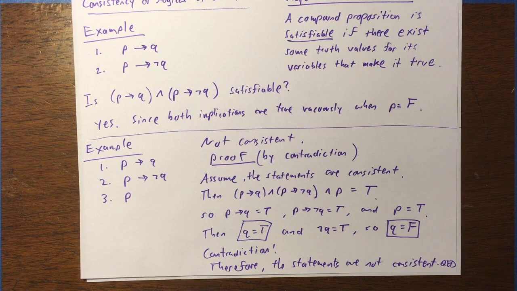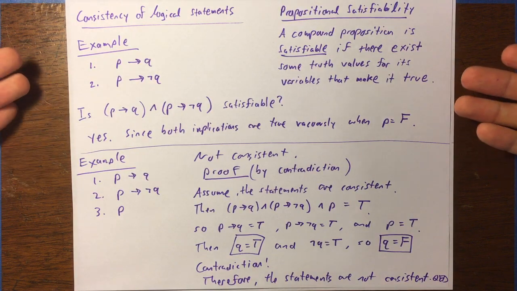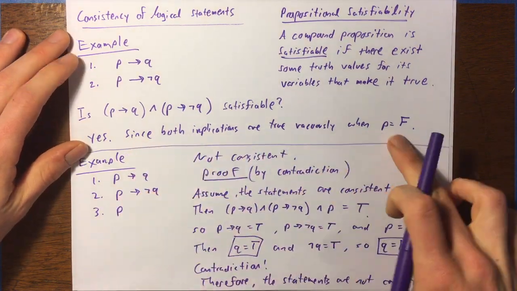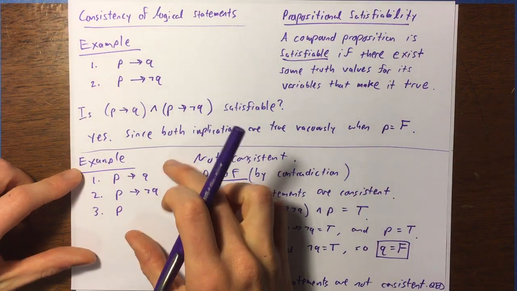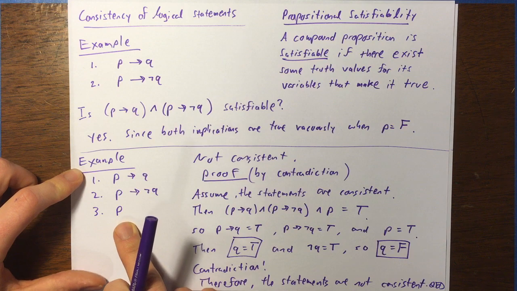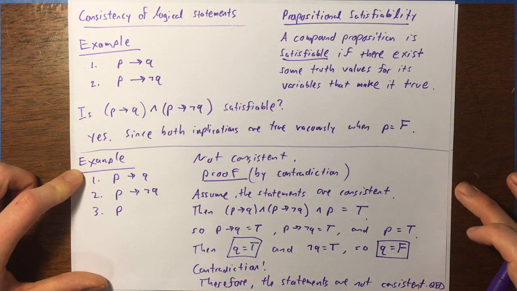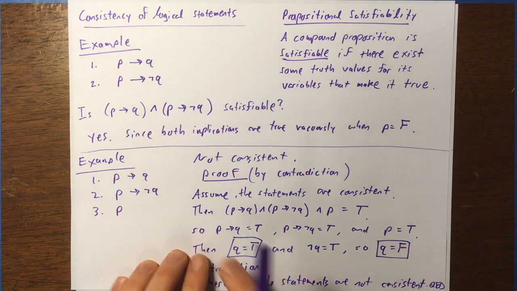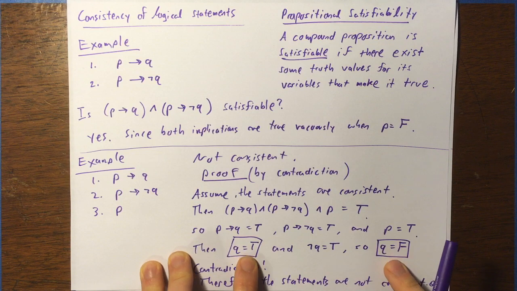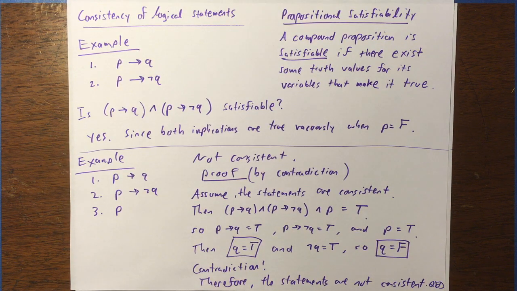So that's an example of how to prove that something is satisfiable. All you need to do is demonstrate that it's possible to make it true. In this case, all we needed to say was, yes, both of these can be true if P is false. But then when we looked at the second example, with a third statement, we were able to prove that it was not consistent by this method called proof by contradiction, where we assume it is, and then by assuming that all the parts are true at the same time, we actually discover an inherent contradiction, which shows that that assumption must have been false.